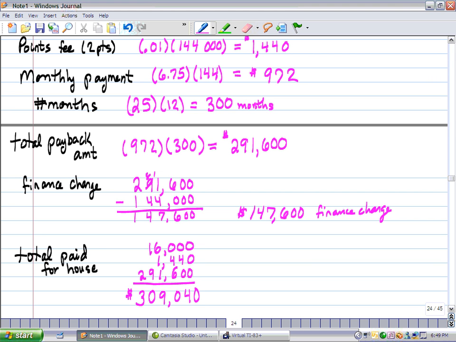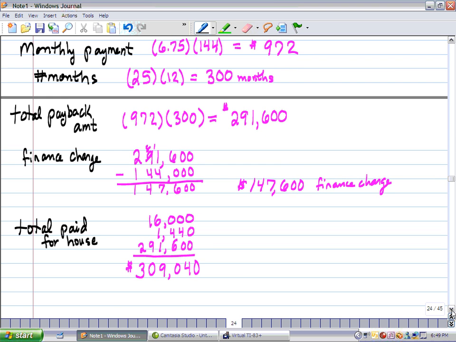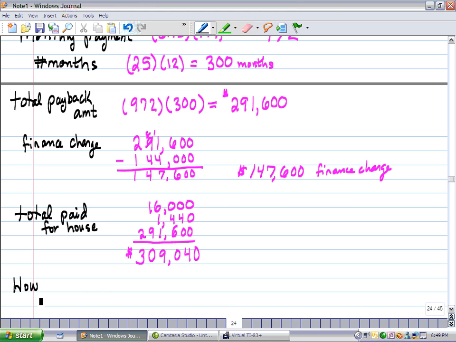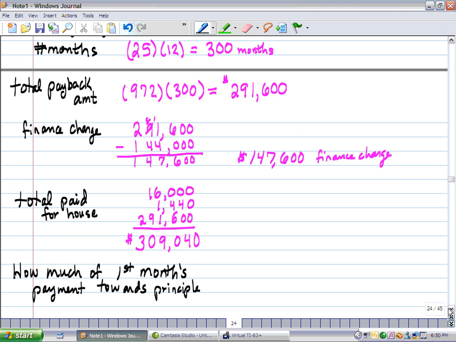Now, the first month, I'm going to pay in principal and interest $972. How much of that first month's payment will actually be towards the principal? And this number will go up every month, so that at the beginning of your loan you are paying lots and lots of interest. And the good thing about that is you can take that interest off on your taxes if you itemize. Towards the end of your loan, you will be paying mostly principal and very little interest.